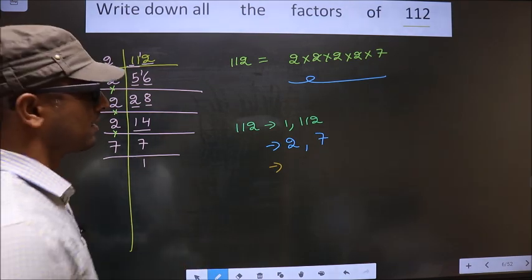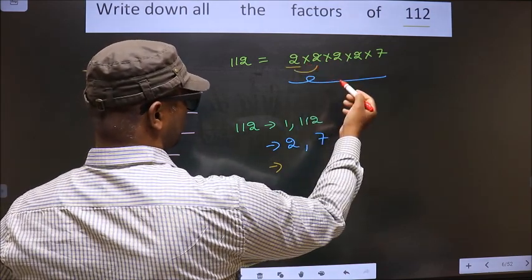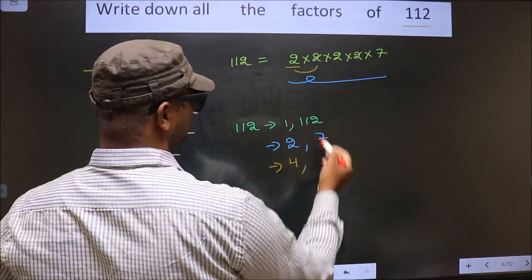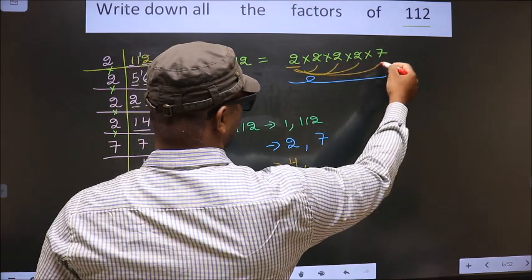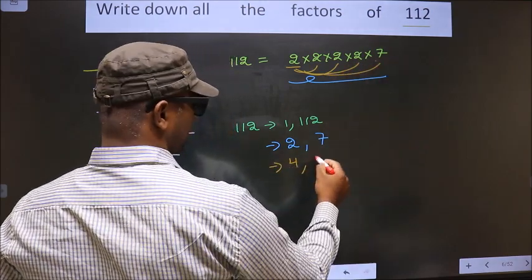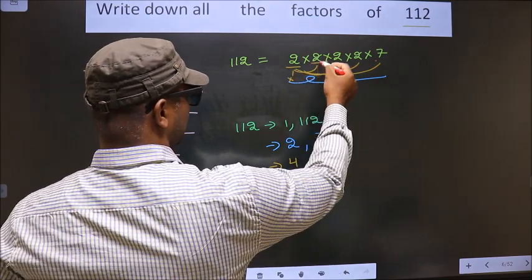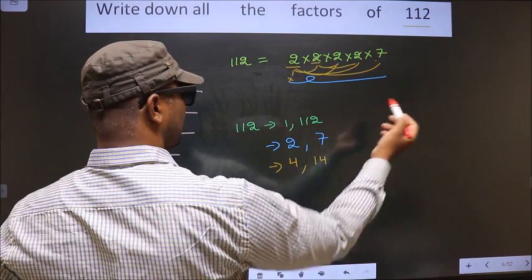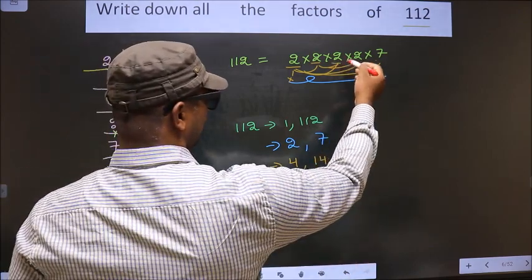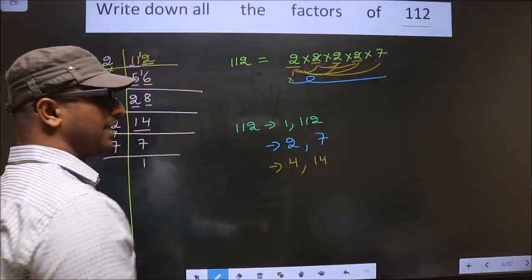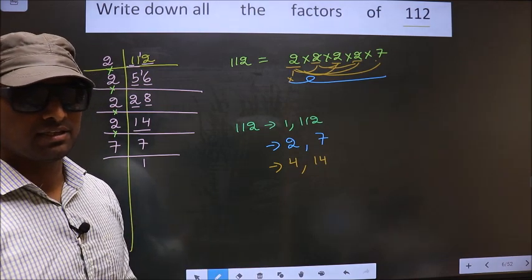See. First, I fix 2. I combine it with the 2. I get 4. If I combine with this 2, then also 4. This 2, then also 4. When I combine with 7, 2 into 7, I get 14. Now, you leave this 2, take this 2 and start combining. Still, I get the same thing. So, what I mean to say is, even if you fix this 2, you won't get any other combination. So no other combination possible.